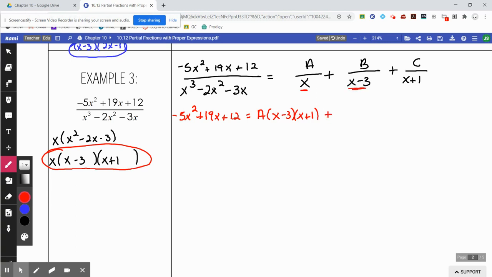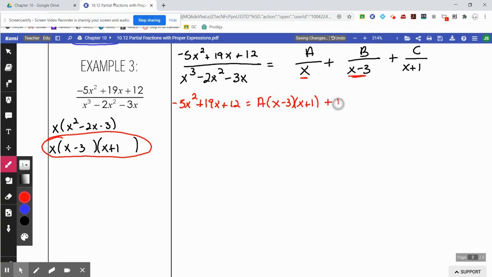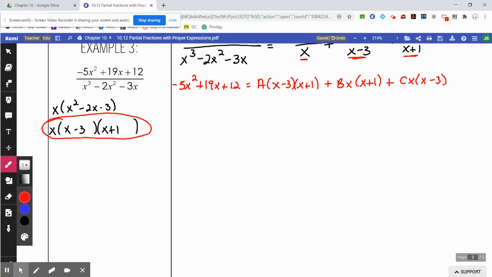Plus, here the x minus 3s are going to cancel, and we'll leave you with b times the x times an x plus 1. Plus, here the x plus 1s will cancel and leave you with a c times an x times the x minus 3. Now let's go ahead and distribute that to start cleaning it up.